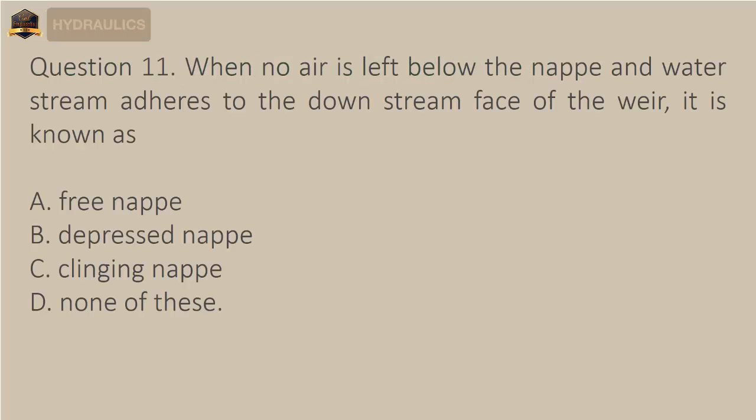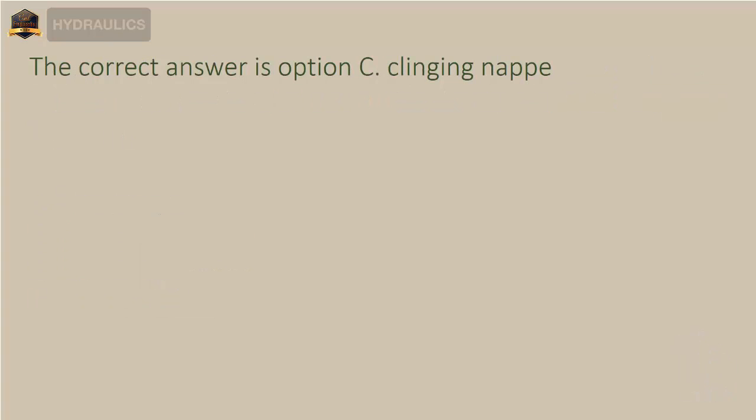Question 11. When no air is left below the nappe and water stream adheres to the downstream face of the weir, it is known as A. Free nappe. B. Depressed nappe. C. Clinging nappe. D. None of these. The correct answer is option C, clinging nappe.